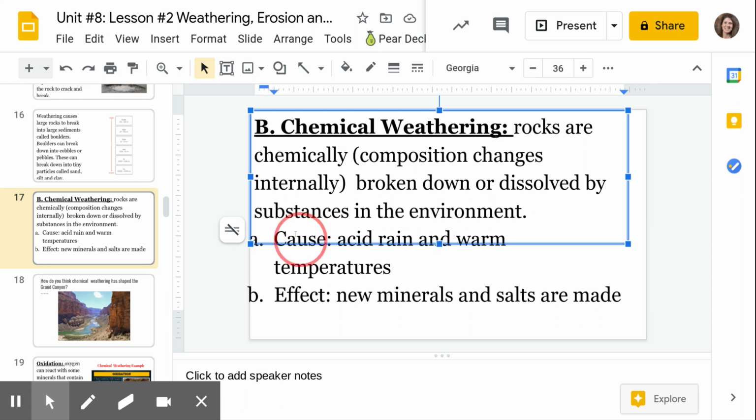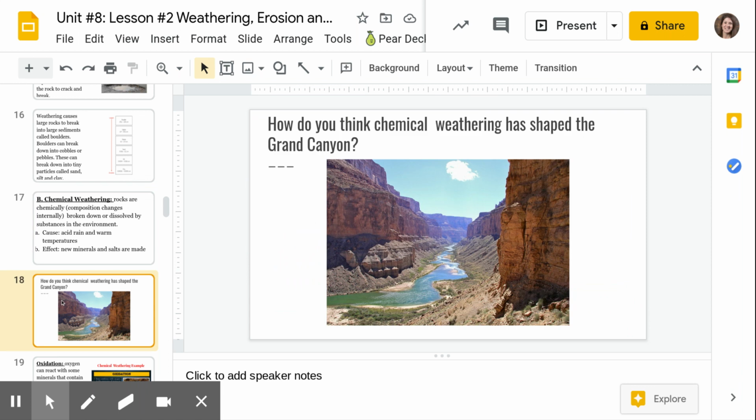So the main causes of chemical weathering, so changing what the rock is made up of, is mainly caused by acid rain, so rain falling from the sky, and warm temperatures. And the effect of this is that chemical weathering can lead to new minerals being formed in rocks, and salts can be made as well. So how do you think chemical weathering has shaped the Grand Canyon?